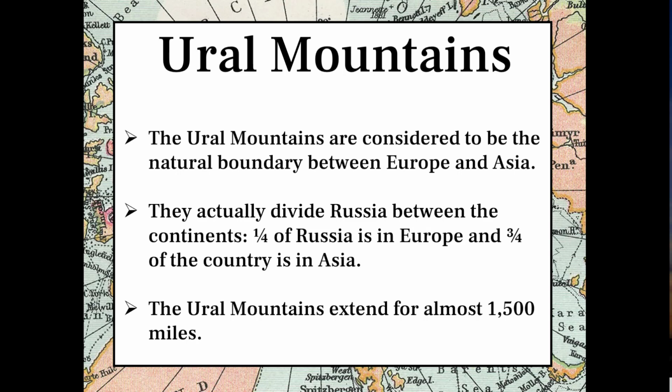Now, the Ural Mountains, they are considered to be the natural boundary between Europe and Asia. So not like a map boundary, but an actual natural physical boundary. They divide Russia between the continents. Remember, Russia is huge, and 1/4 of it is in Europe and 3/4 of it is in Asia. The Ural Mountains are almost 1,500 miles long.